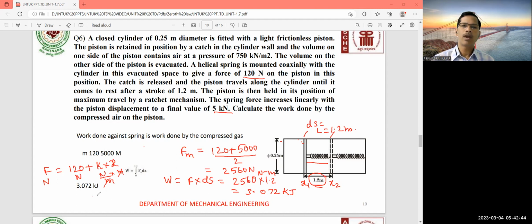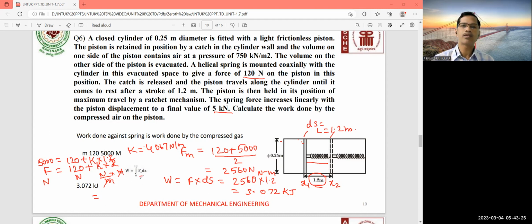So from this case, you can get the spring stiffness, right? The spring force here is given as 5000. So 5000 is equal to 120 plus k into x, where k is what you have to find. X is 1.2. So you will get the spring stiffness value as 4067 Newton per meter. Once you get the spring stiffness, then you have to make the calculation.